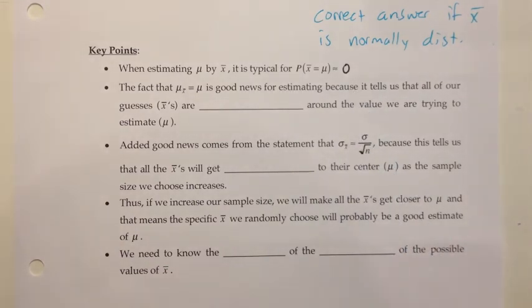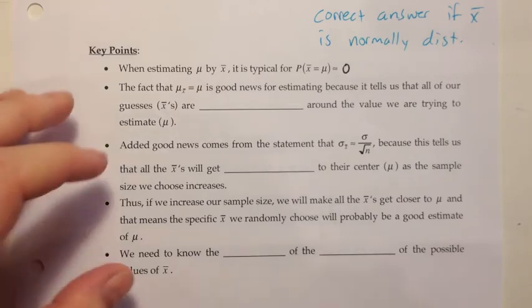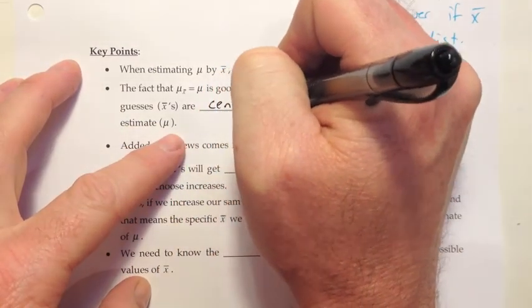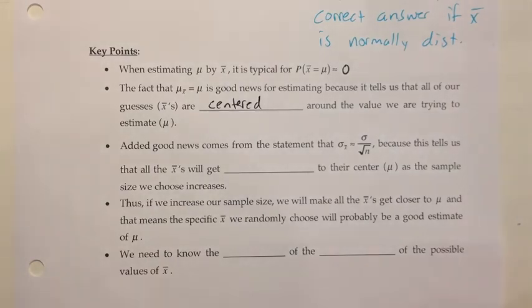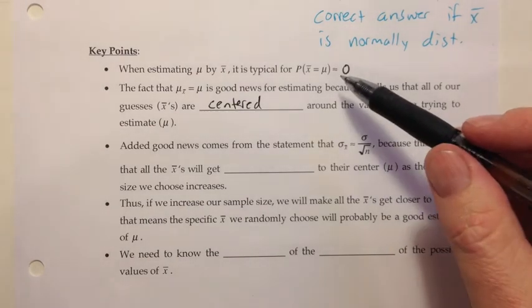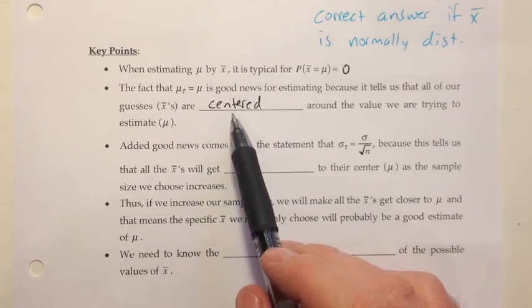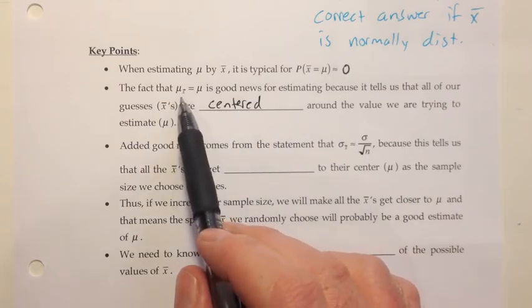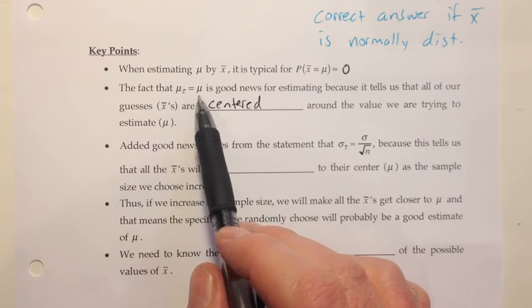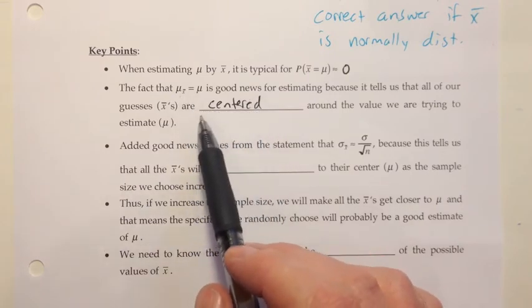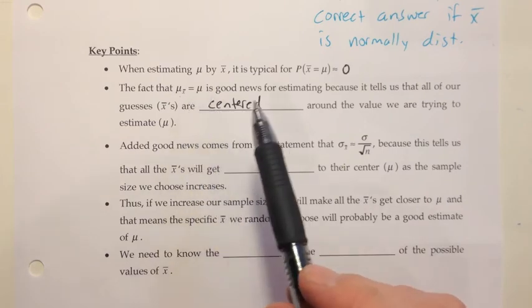So let's look at some of the other points. The fact that mu of x bar equals mu is good news for estimating, because it tells us that all of our guesses, which are x bars, are centered around the value we are trying to estimate, which is mu. So we may not get the right answer and we're going to have sampling error, but at least sometimes we miss high and sometimes we miss low, and the average of our sample means is mu. So our guesses have the right answer surrounded. So we're going to miss, but at least we'll be missing sometimes high, sometimes low.